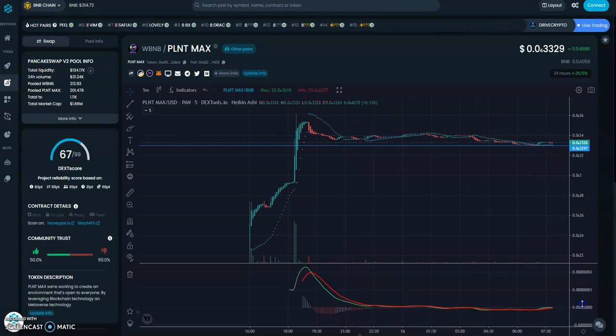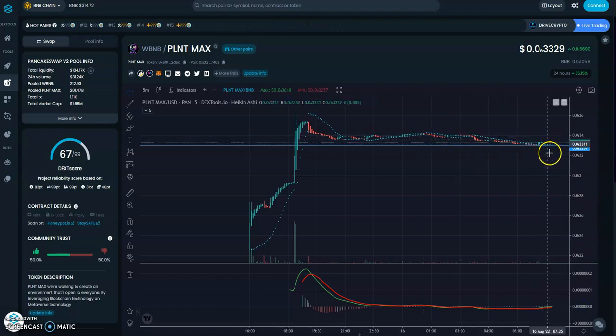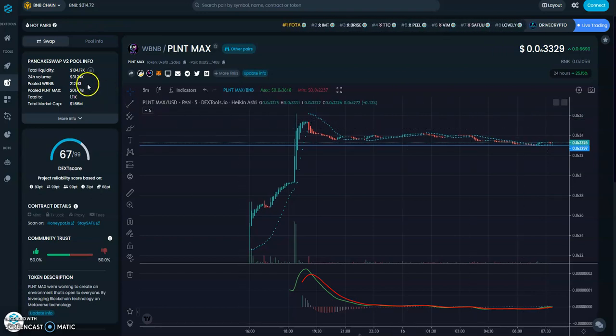If you're interested in the PLNT Max token, go to those official links I have down below. I'm looking at this entry point at 32.97 and an attack past the all-time high. Of course, this one just launched 13 hours ago, so we can expect a lot more from this one. We're sitting at a total liquidity of 134,000, and we have the total market cap at 1.6.